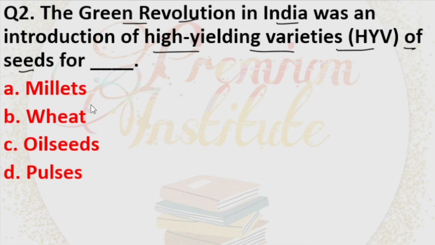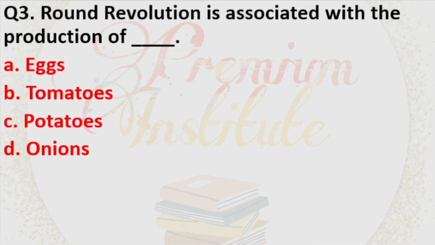2. The Green Revolution in India was an introduction of high-yielding varieties, HYV, of seeds for A. Millets, B. Wheat, C. All seeds, D. Pulses. Answer: B. Wheat. 3. Round Revolution is associated with the production of A. Eggs, B. Tomatoes, C. Potatoes, D. Onions. Answer: C. Potatoes.